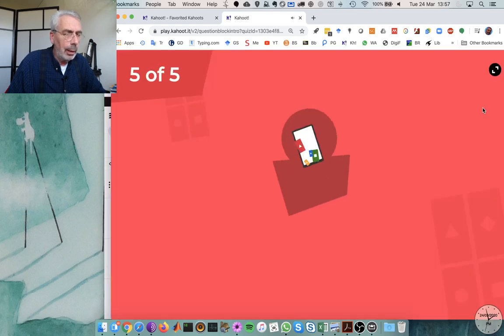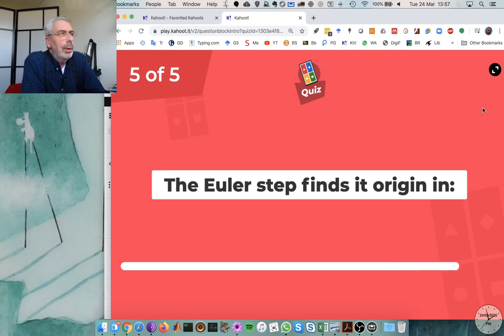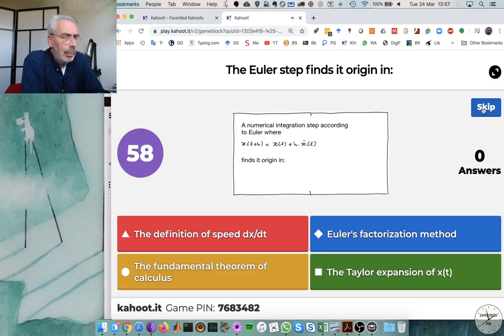Okay, I think we can move to the last question. And that's about today's topic, numerical integration. The question is, a numerical integration step according to Euler is given as in the formula. And this finds its origin. Where does it find its origin? That's the big question.